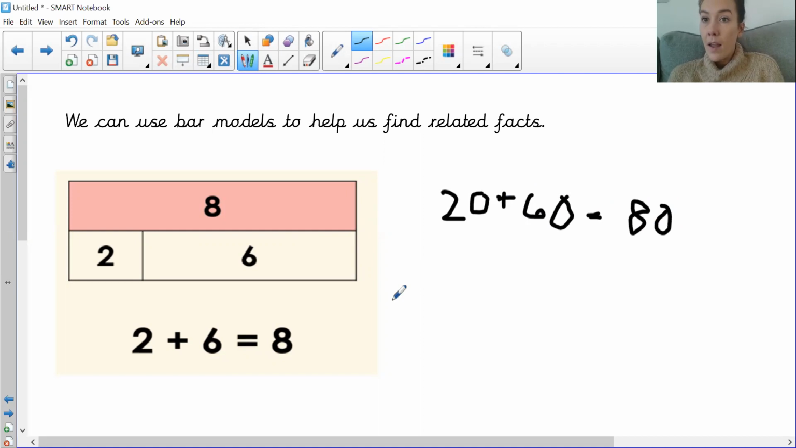So it's about opening your mind to think, right, what do I know about these numbers? What strategies can I use to help me solve questions more effectively?